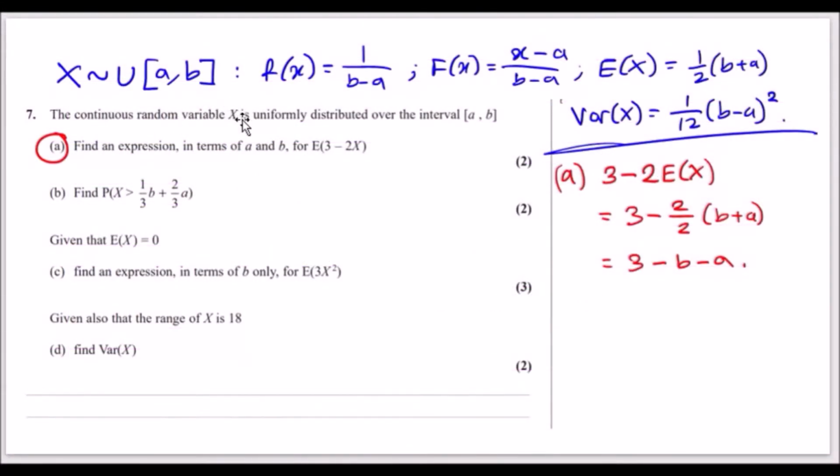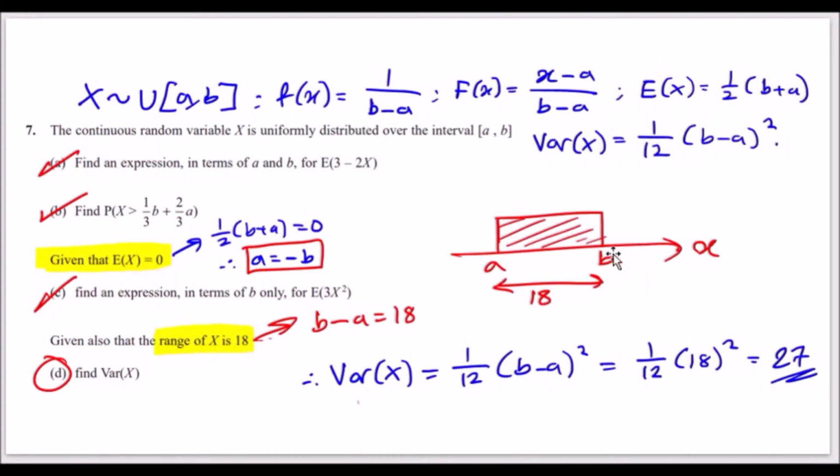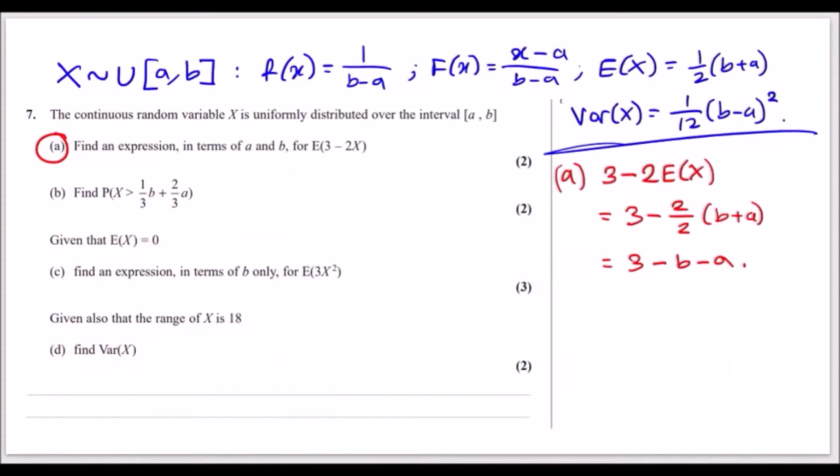A continuous random variable x is uniformly distributed over the given interval a to b. Just for a quick recap, a uniform distribution is just a simple rectangular distribution. So it looks a bit like this. Very simple, where the lowest value is a and the highest value is b. Very useful for calculating the range, actually. And the mean is symmetrical. Everything is easy. This is an easy one.